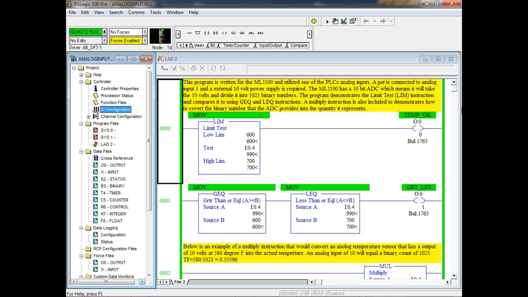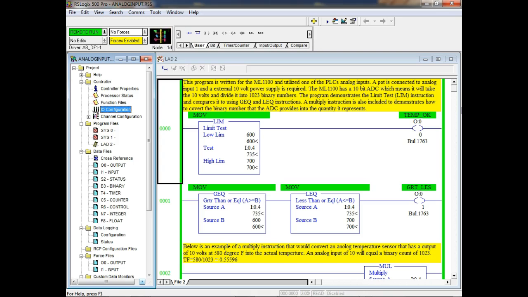So if I've got a temperature sensor out there that gives me 10 volts at 580 degrees, what would that mean to me? I know that 1024 would equal 580 degrees, but all these other numbers in here don't make any sense, right? Do they? So what could we do? Y'all understand what I'm saying? Yeah, so what temperature would that be?